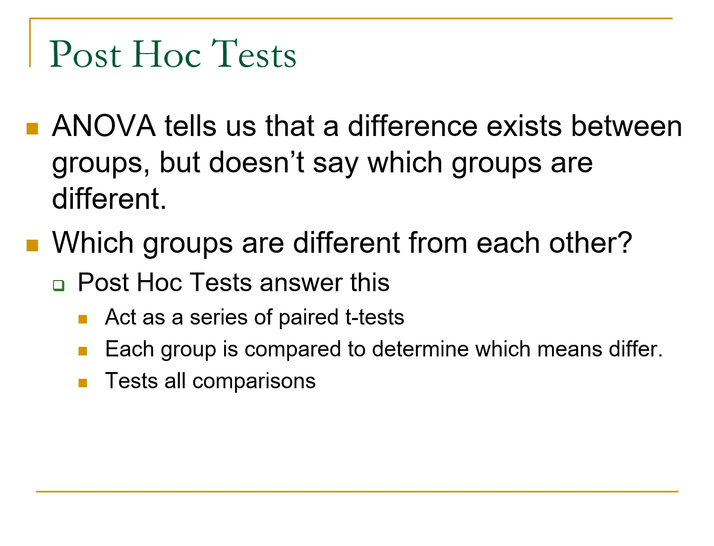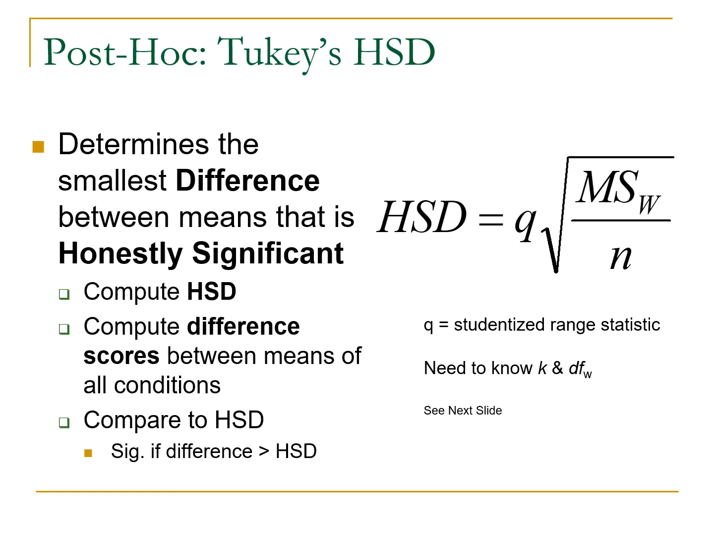So we compare each group to determine which mean differs, and it tests all comparisons. Now, it's not actually a series of t-tests. It's one single value we're going to use to look at the means to find out which ones are different. The most common technique we use for this is called Tukey's HSD, or honestly significant difference. It determines the smallest difference between means that is honestly significant. It computes the difference scores between means in all conditions. It's going to give us one value that we're going to compare to any of the differences.